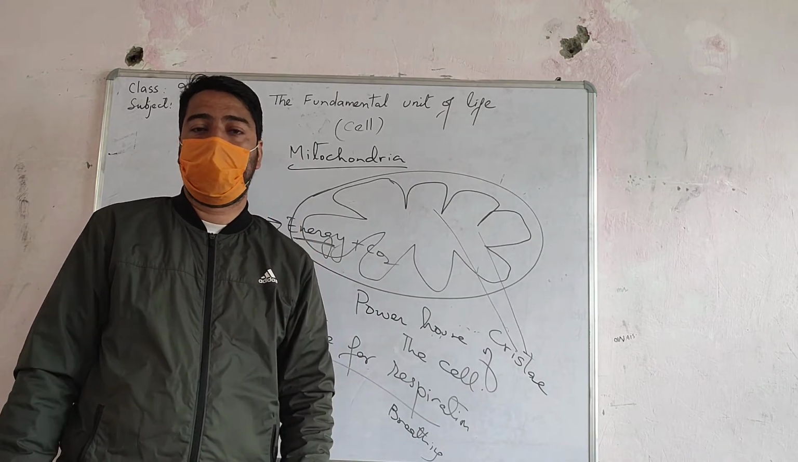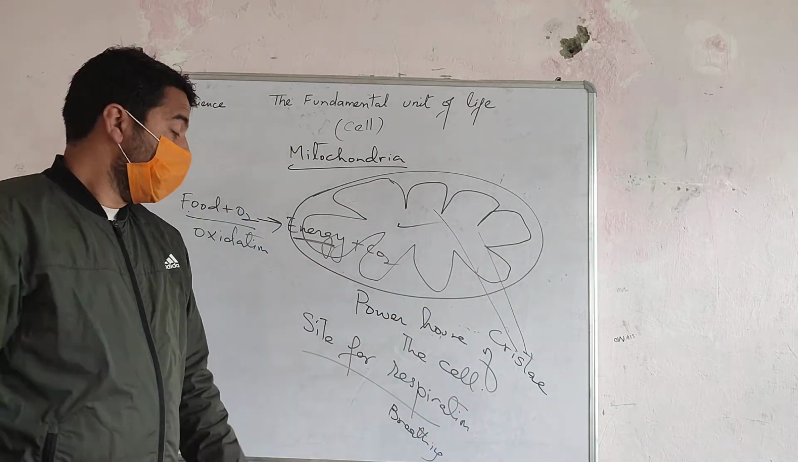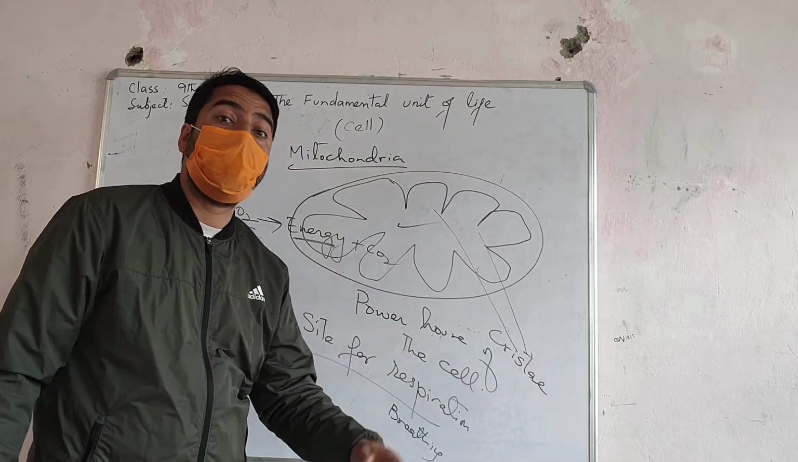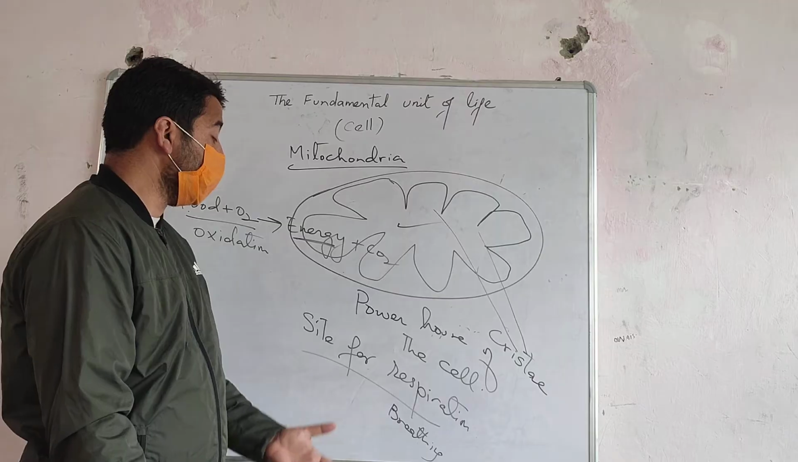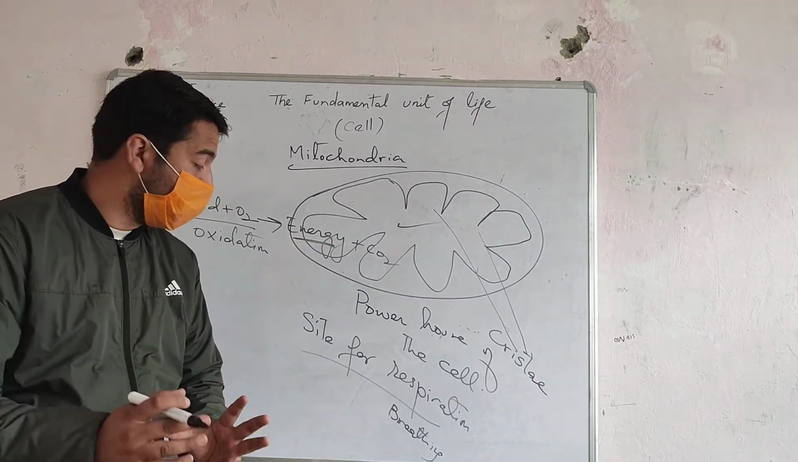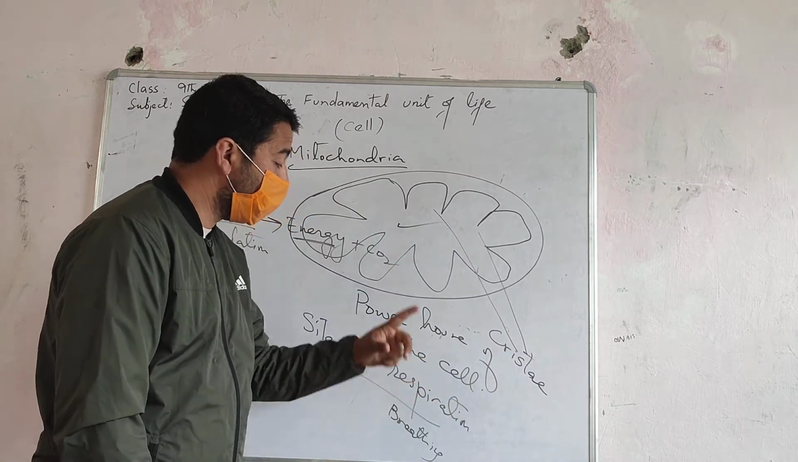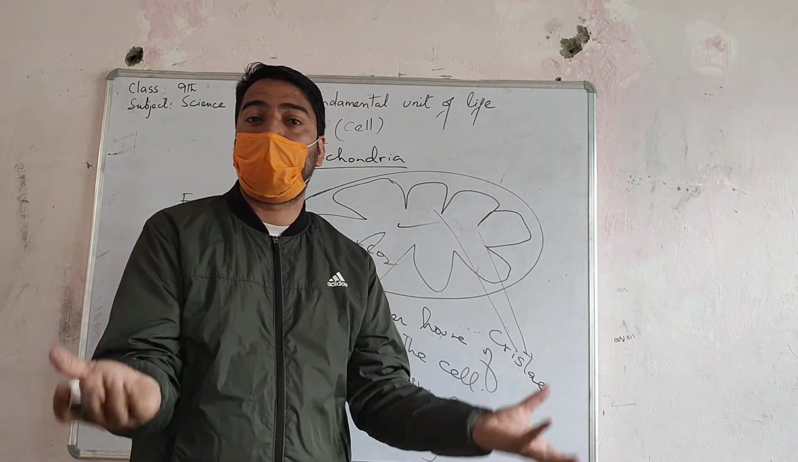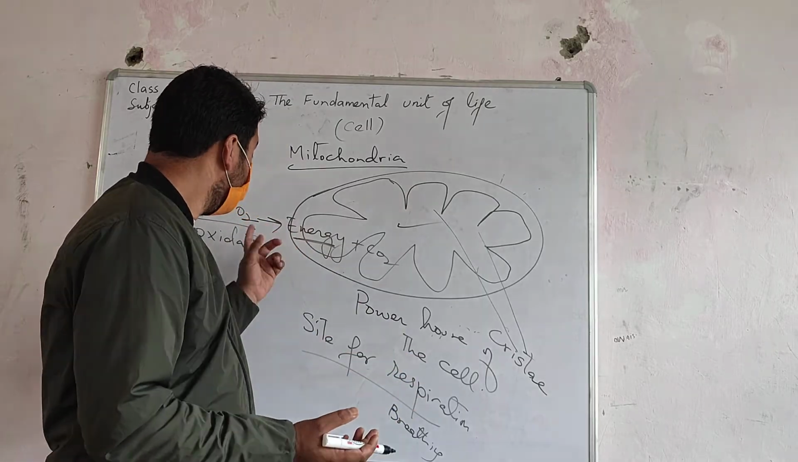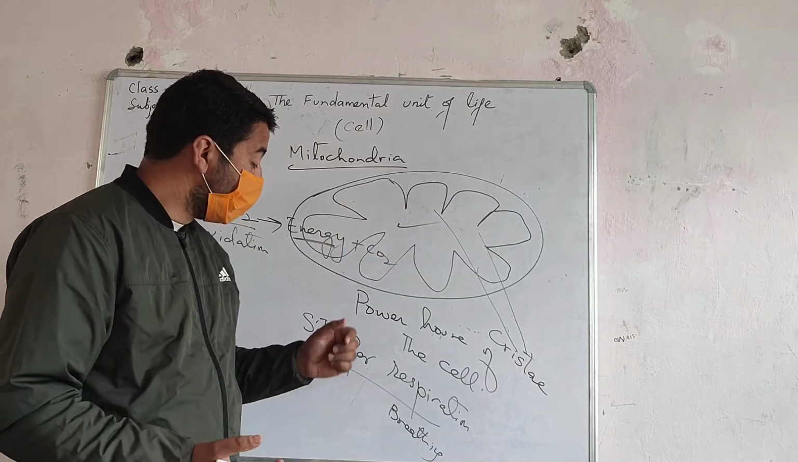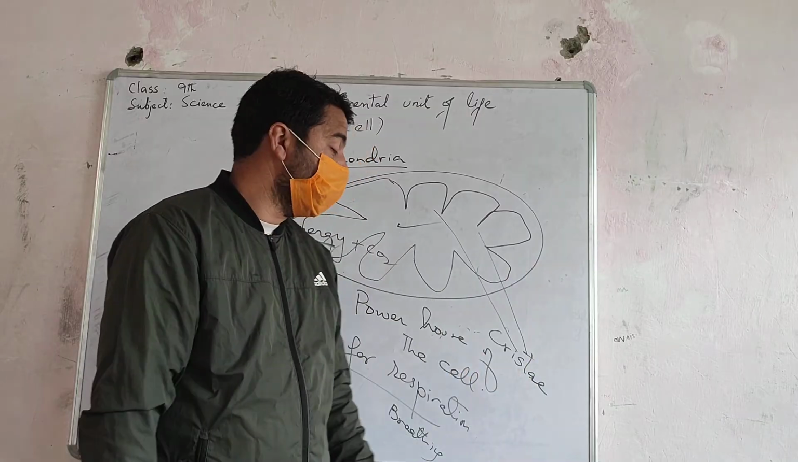And where does this respiration take place? This respiration takes place in the mitochondria. So mitochondria is known as the site for respiration. And what is the outcome of respiration? That is energy. So mitochondria is called the powerhouse of the cell, because power comes out. Power is generated in the mitochondria. So it's called the powerhouse of the cell, because energy generation takes place in the mitochondria.